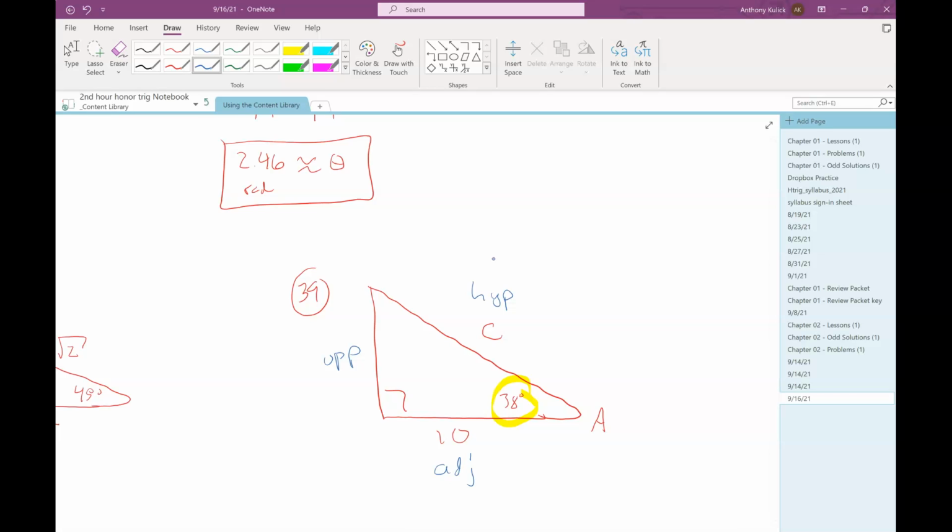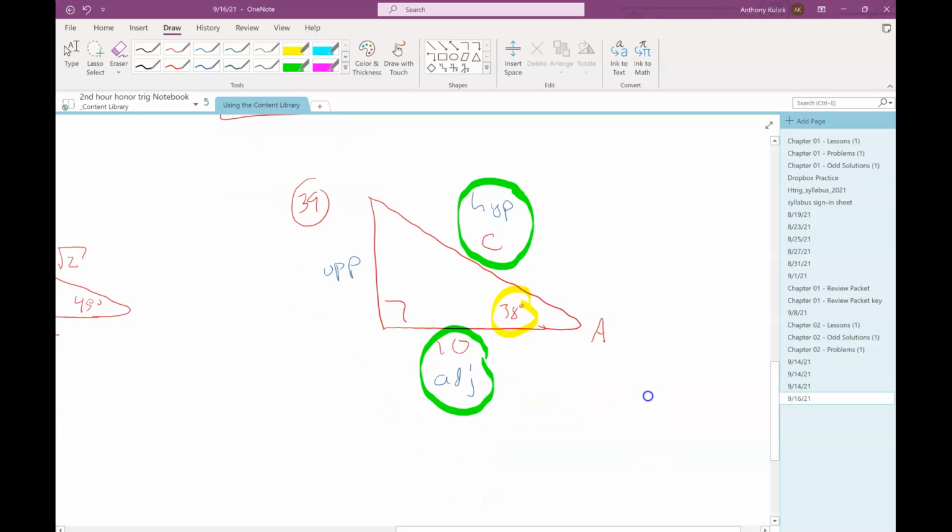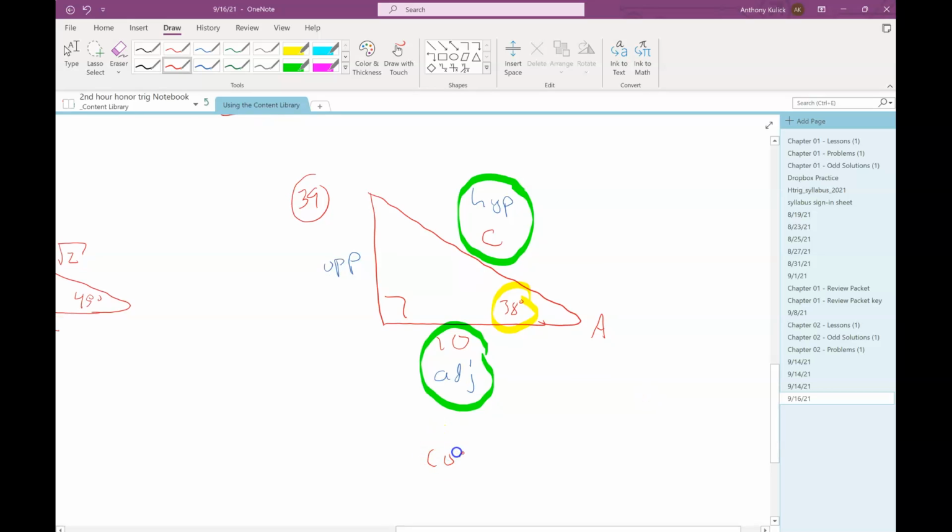So far, so good. So the side that I know is adjacent and the side I want to know is the hypotenuse. So the trig function I need to use involves adjacent and hypotenuse. I should choose cosine, because cosine is adjacent over hypotenuse.